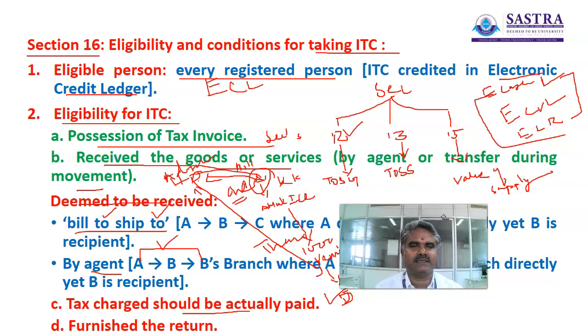Once you pay the tax, you pay first, then you will claim ITC. Without paying, how can you claim ITC? When you pay, only then this money is credited in your electronic credit ledger. Otherwise, no possibility, because whatever amount is credited in the electronic ledger, only that amount will be eligible to adjust.